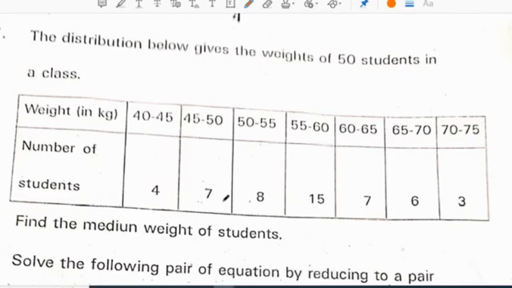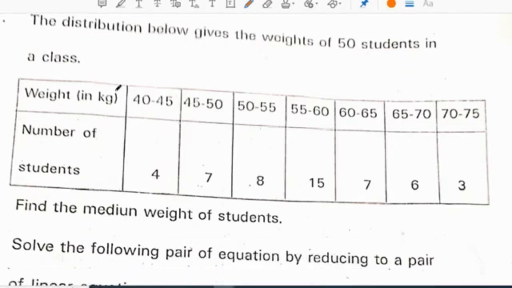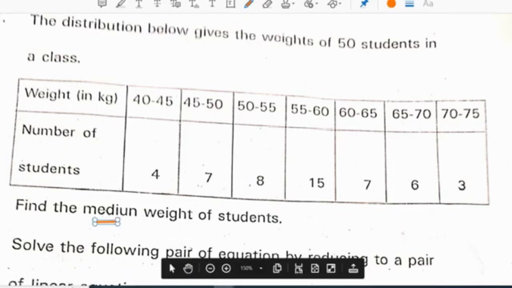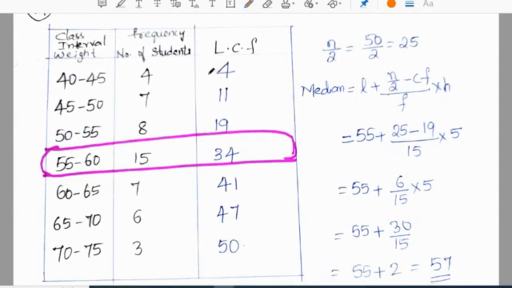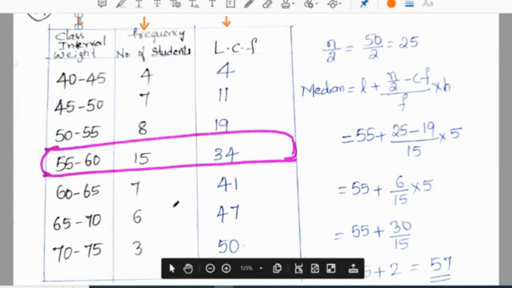We'll see the 17th question. The distribution below gives the weight of 50 students in a class. This is the data. Find the median weight of the students. So we need to find the median for this question. For median, we need to take three columns like this: class interval, frequency, and less than cumulative frequency. Given frequencies, we have to arrange like this.